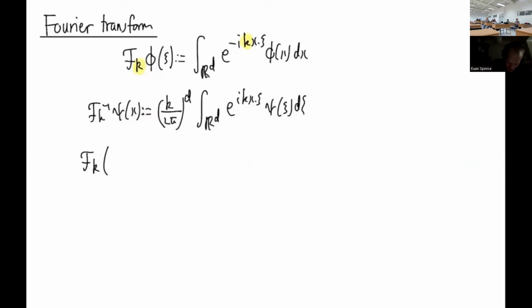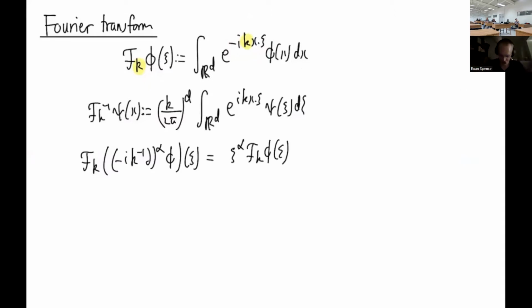So now the advantage of putting this k factor in the Fourier transform is that the Fourier transform of minus i k inverse D^alpha of phi is then the Fourier variable psi to the alpha times the Fourier transform of phi. You will all have seen this before without the k, and now I'm putting this k in. And the rationale again is because the Helmholtz equation involves derivatives weighted with k inverse.